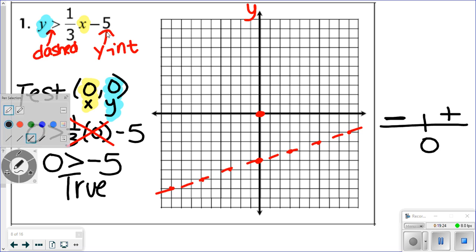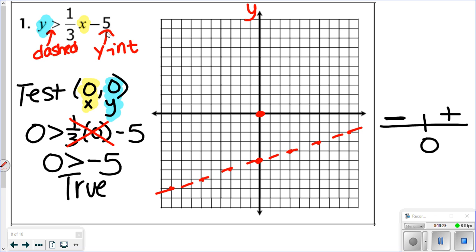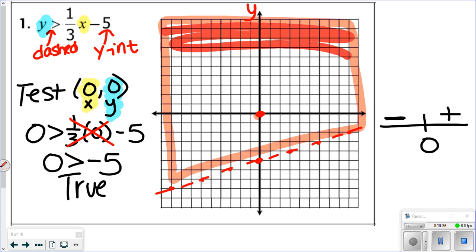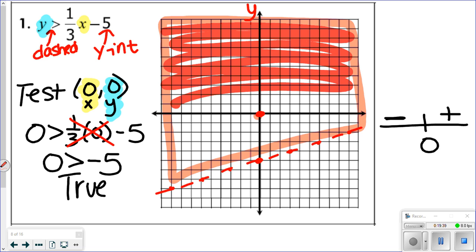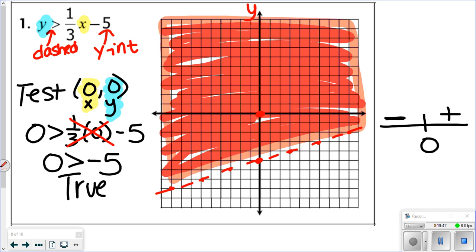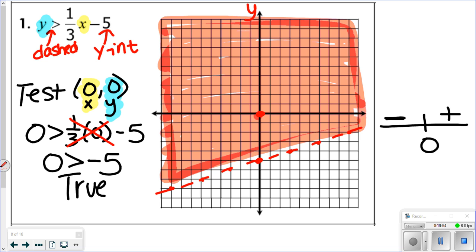So what that means is I'm shading towards this 0, 0 point because it's a solution. So you're shading this portion or this half plane of your graph towards the 0, 0. Okay, let's do one more question and then we'll be done for today.